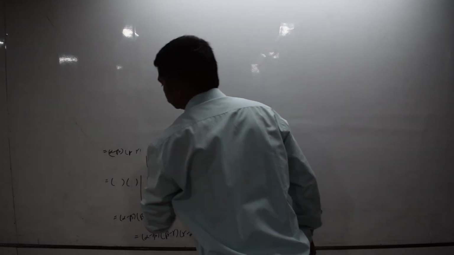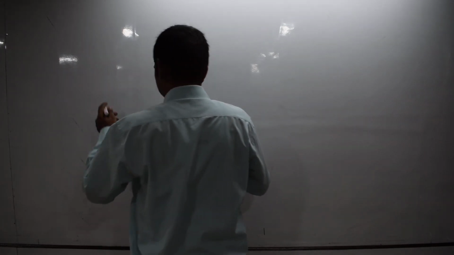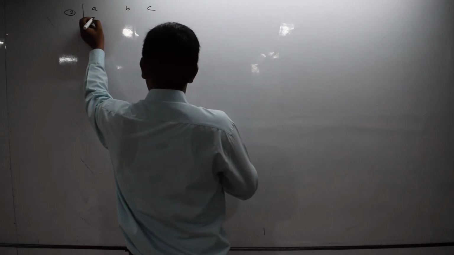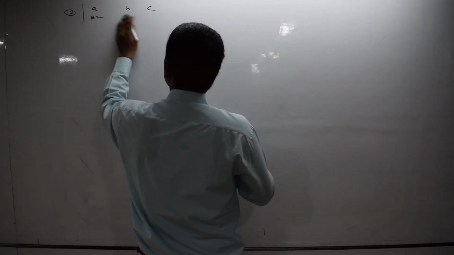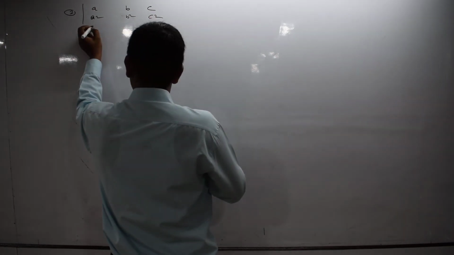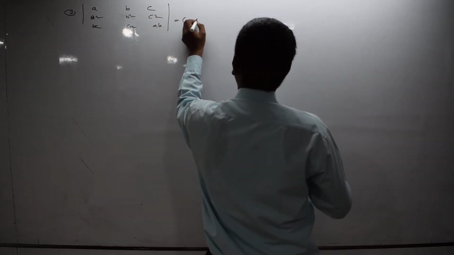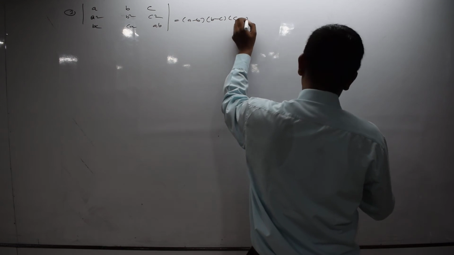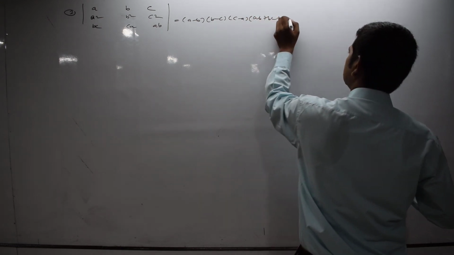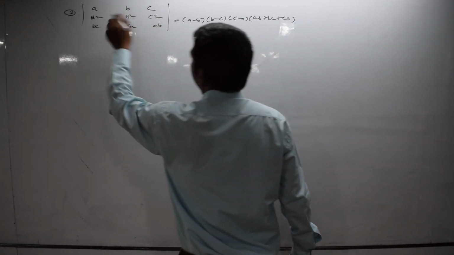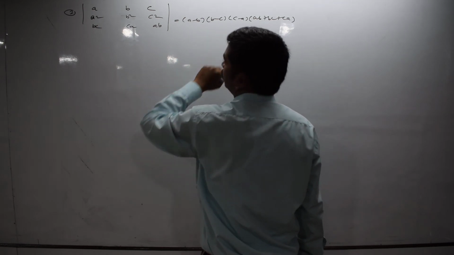Now the next question we have to take. Here it is given: prove that the determinant with rows A, B, C; A square, B square, C square; BC, CA, AB equals, as the answer we require, A minus B, B minus C, C minus A, times AB plus BC plus CA. So first we require A minus B, B minus C, C minus A.